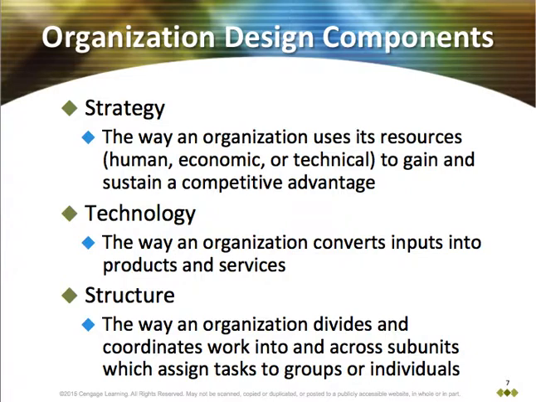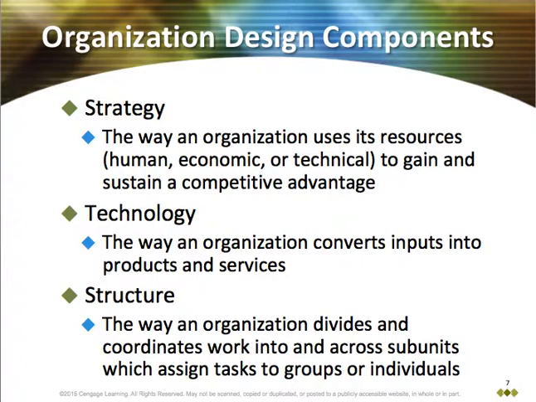Technology is concerned with the way an organization converts inputs into products and services. It represents the core transformation process and includes production methods, workflow, and equipment. Two features of the technological core that influence other design components include technical interdependence and technical uncertainty. Now, structure is the basic organizing model for dividing the overall work of an organization into subunits that can assign tasks to groups or individuals and coordinating these subunits for completion of the overall work.